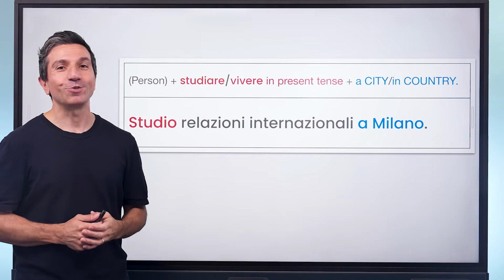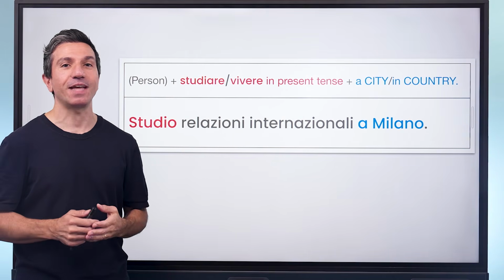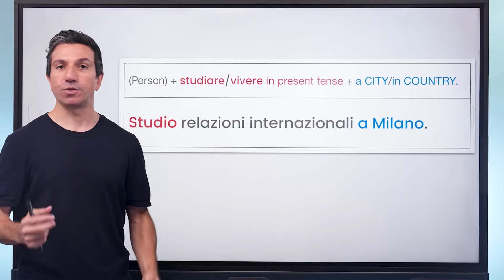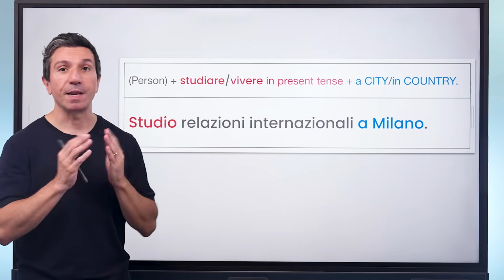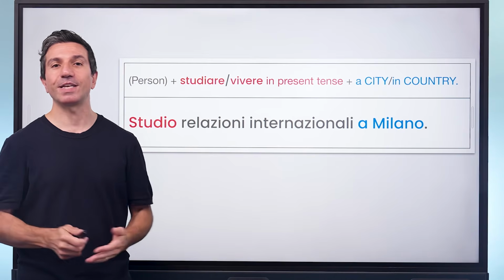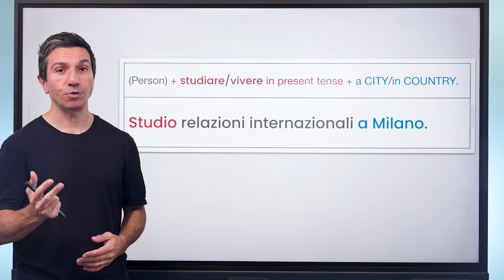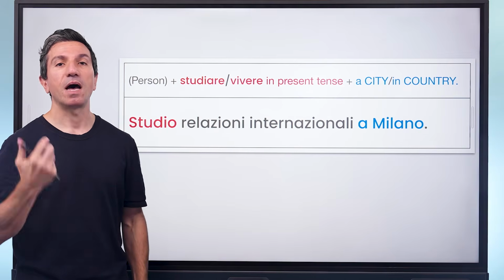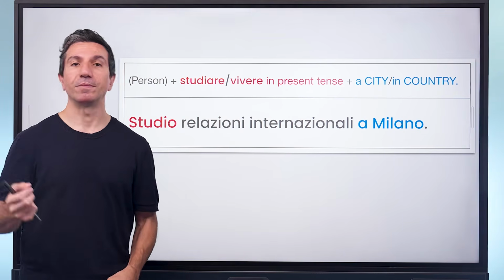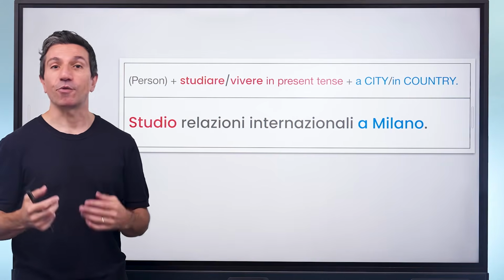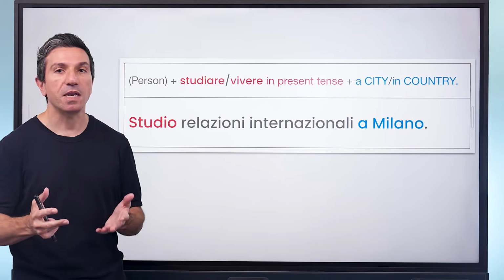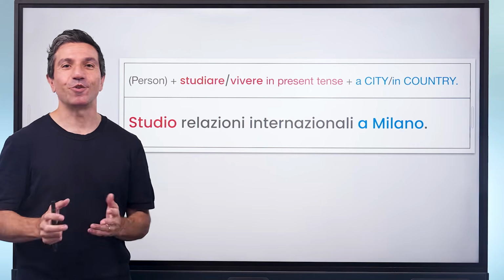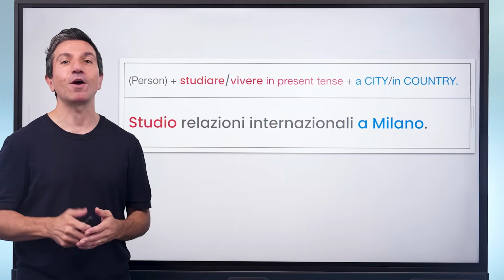When you want to say where someone lives or studies in Italian, you use the verbs vivere, to live, or studiare, to study, in the present tense. The preposition you use depends on the place. For cities, you use a, like a Roma, in Rome. For countries, you use in, like in Italia, in Italy.